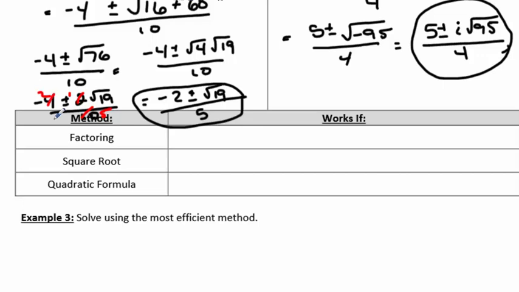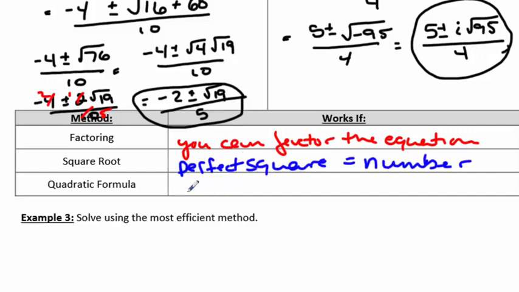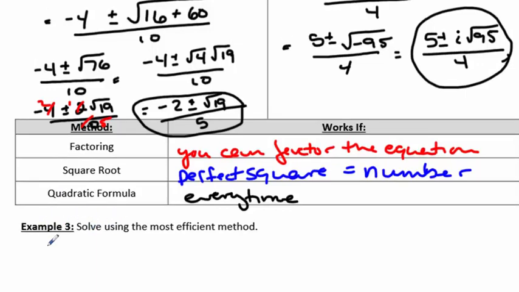Alright, so we have three methods. Factoring. Factoring works if you can factor the equation. Square root. The square root method works if the equation can be written as perfect square equals a number. And the quadratic formula that works every time. The reason that we don't use the quadratic formula every time is that it's not always the easiest method. So on the next page, I'm going to solve using the most efficient method.